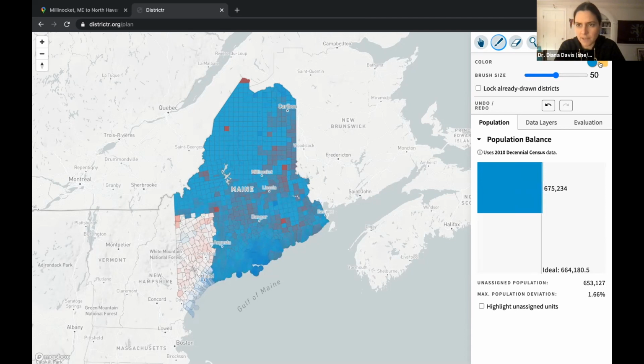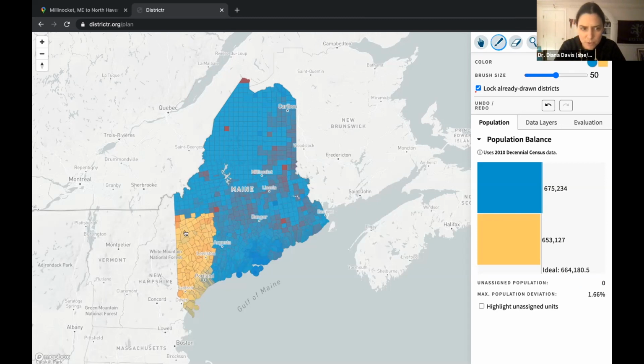Okay, great. Now I'm going to make the other one. I'm going to lock already drawn districts so I don't paint over myself, and just paint the rest yellow. And so those are my 2 proposed congressional districts. That is a gorgeous districting plan if I've ever seen it. And my population deviation, you can see here, is 1.66%. That's pretty good. But if I wanted to, I could fix it by what?